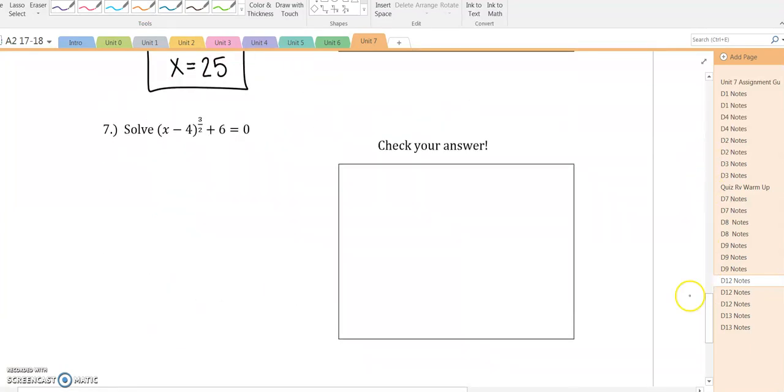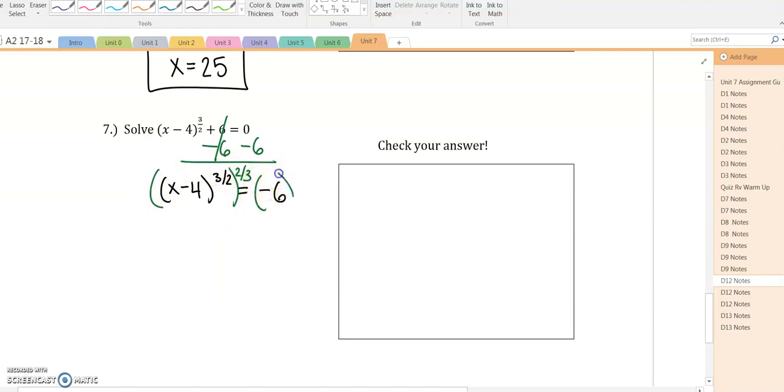Okay, so we're going to do the same kind of thing here. Addition, not in parentheses, the one outside the parentheses. We're going to take care of that first, so subtract 6. And that'll give me x minus 4 to the 3/2 equals 0 minus 6. That's just negative 6. And then exponent comes next, so I'm going to raise it to the reciprocal, 2/3.